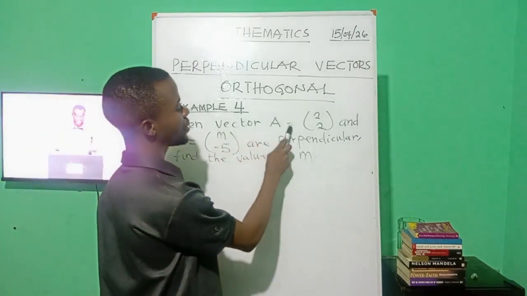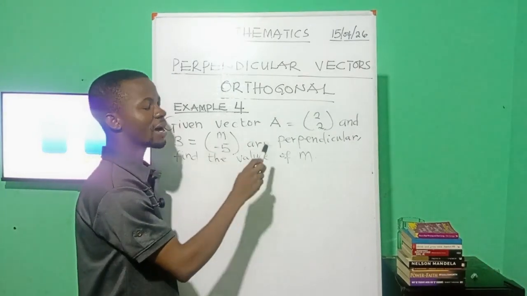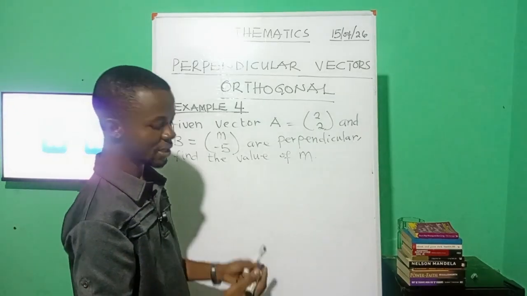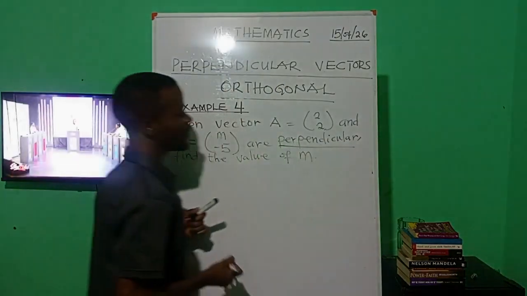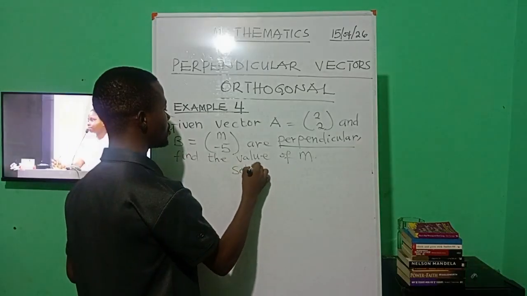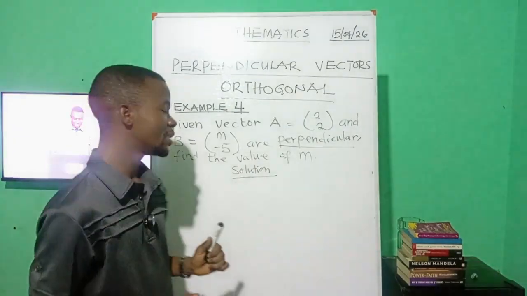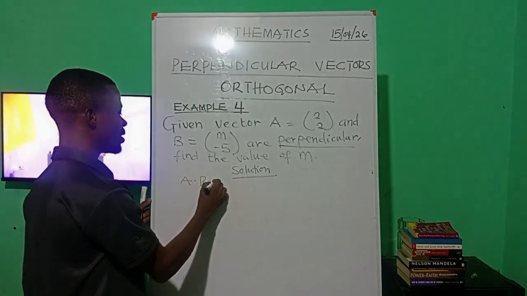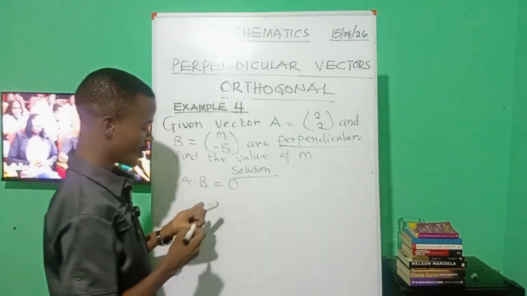Given vector A equal to 2, 2 and B equal to m, negative 5 are perpendicular, find the value of m. We've been told that the vectors are perpendicular. So our solution: because they are perpendicular, it means that when we multiply the two vectors, we will get what? 0. We will get 0.